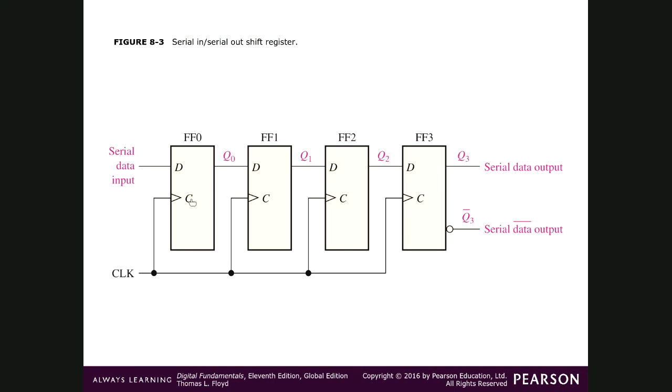For example, if the number is 1010, let me tell the number 101. So after 4 clock pulses, what will happen is this 0 will be coming here, 0 here, here 0 and here 1, and here 0. So see here, after 4 clock pulses, 1010 will be sitting here, 1010, like this.